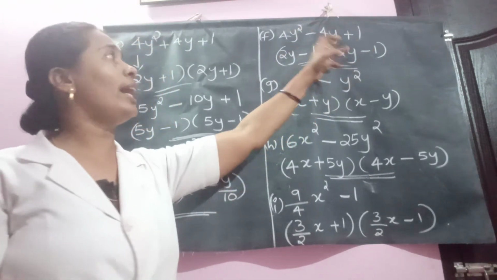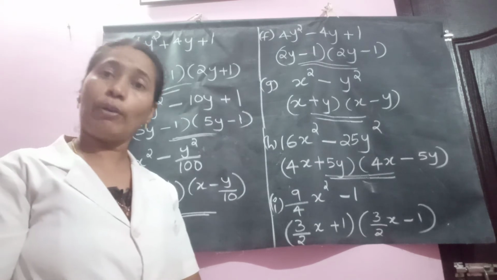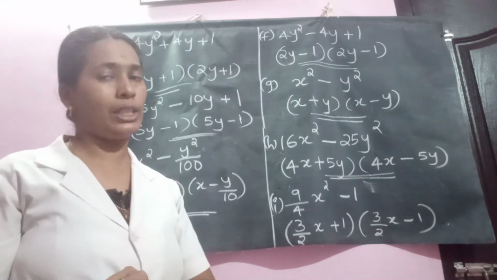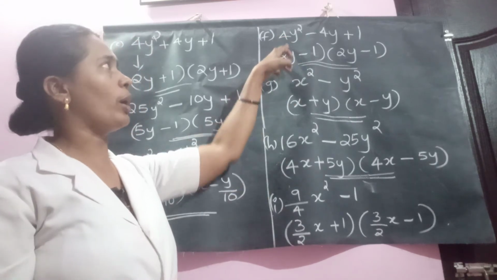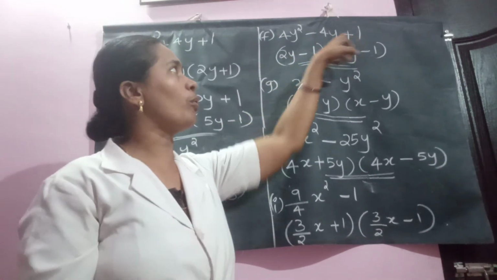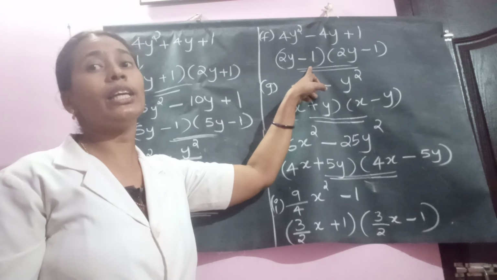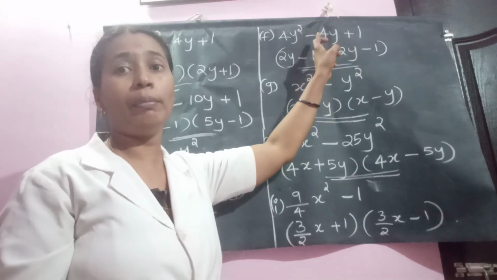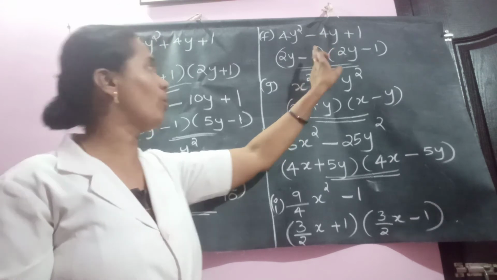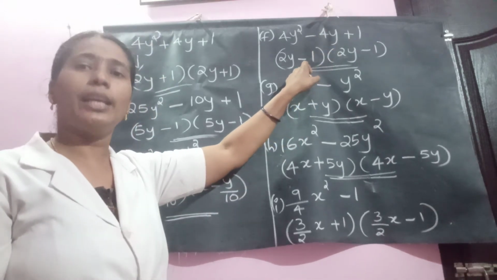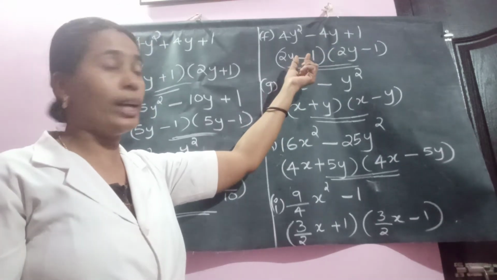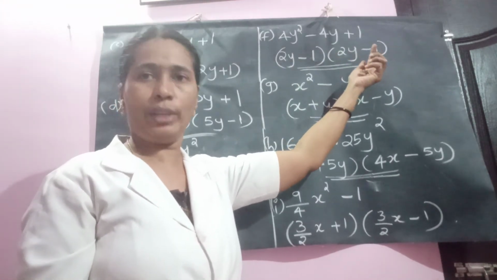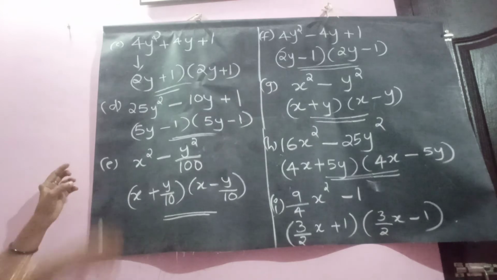Look at the first and last terms. They are perfect squares and moreover there are 3 terms in the question, isn't it? So find out the square roots: 2y, square root of 1 is 1. Now think about the connection sign. All are positive? No. Middle term is negative. So what you have to follow here? Minus 1. And since it is squares, repetition in another bracket, 2y minus 1. Okay. Let us move to another question.